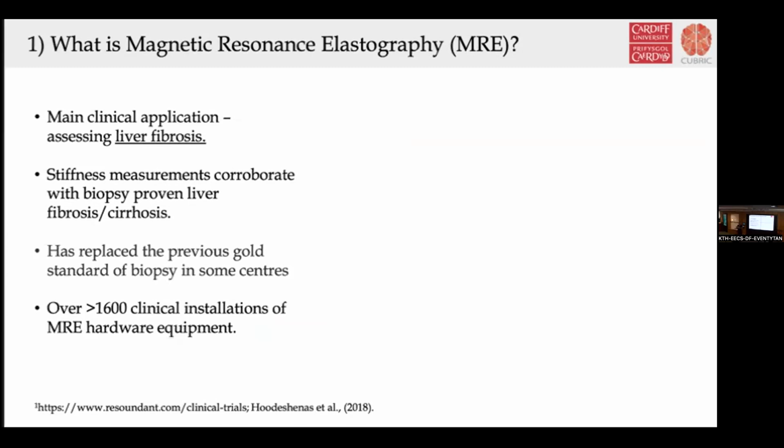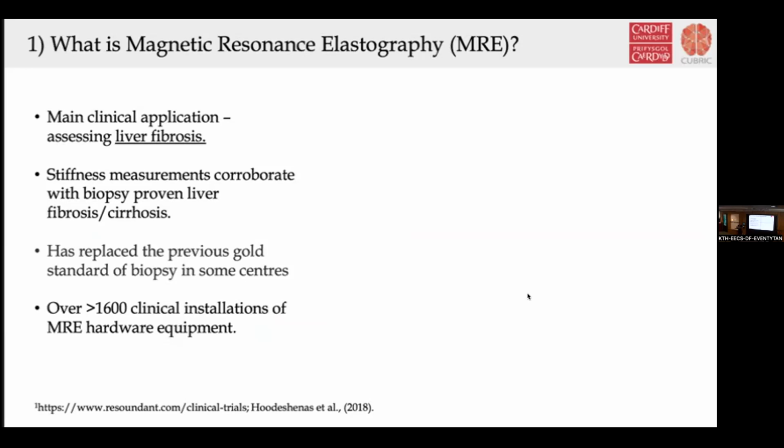And increasingly, it has begun to replace the need for liver biopsies, particularly in the US, where a lot of hospitals now use this approach. That's represented by the fact that there are 16,000 clinical installations of this MRE equipment. And of course, if more people have the technology to perform MRE, there's going to be more scope to perform other research studies to look at other organs, such as the brain.